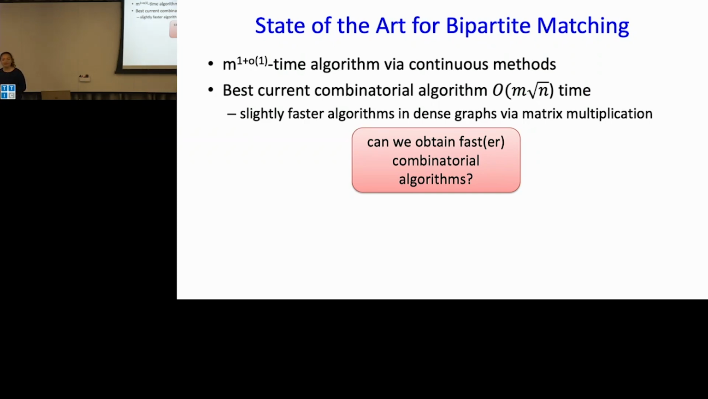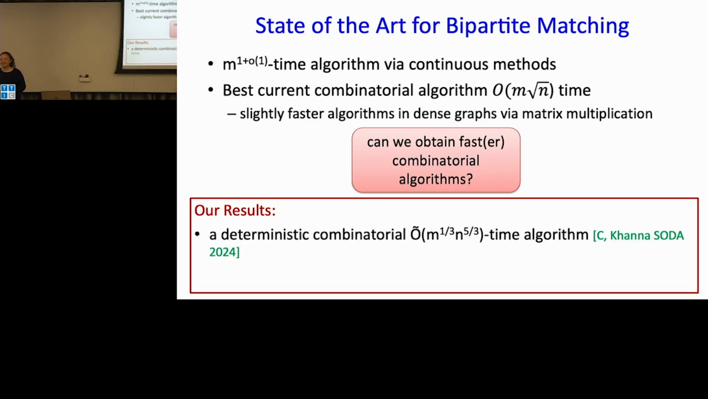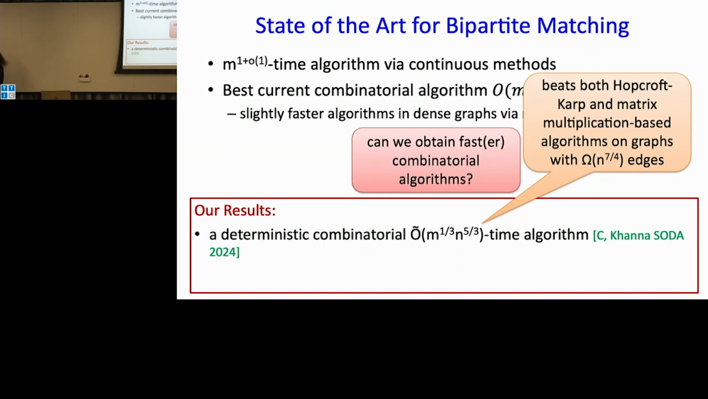And in this talk, we'll see that the answer is yes. And the answer is based on two papers. Both of them are joint work with Intercana. The first paper just appeared in SODA. This is the running time that it gets. So it already beats Hopcroft-Karp and matrix multiplication if your graph is moderately dense.